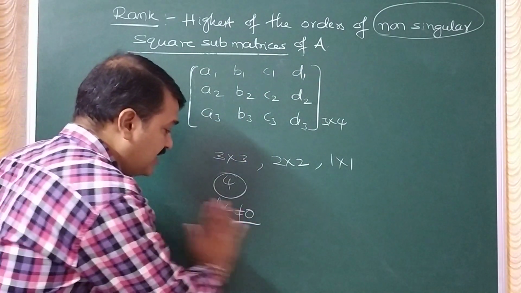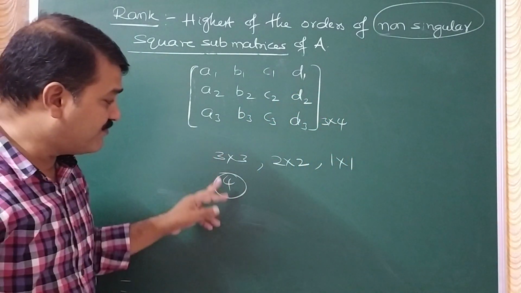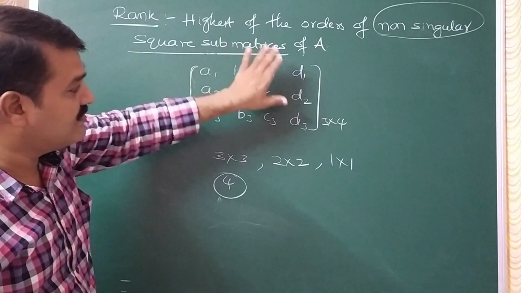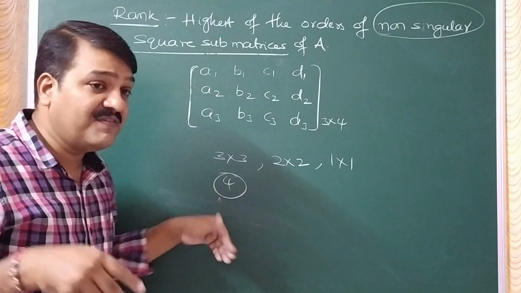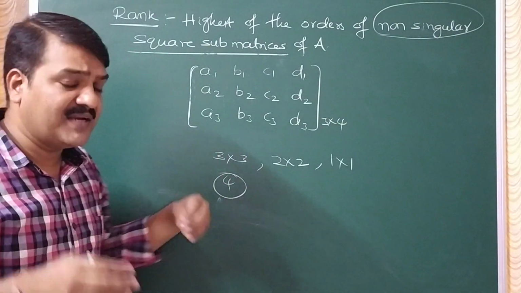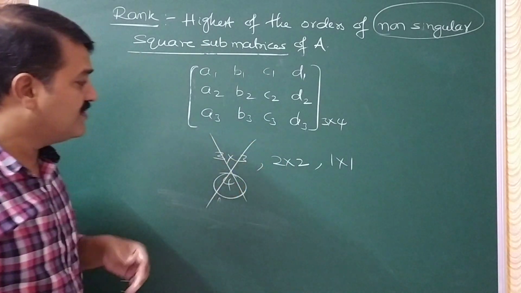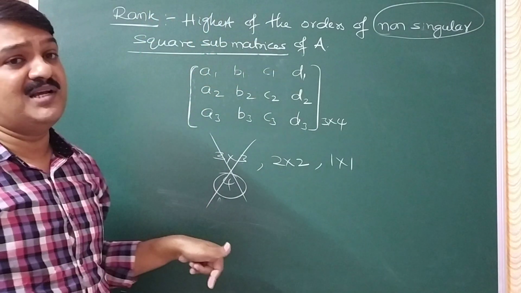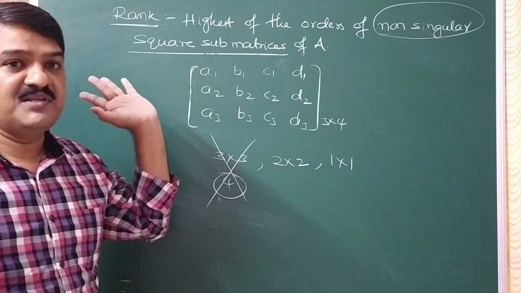If I cannot find a non-singular submatrix in this, actually we have 4 submatrices 3 cross 3, by removing first column, second column, third column, fourth column, you will get 4. If I cannot find a non-singular submatrix, means if all the 3 cross 3 submatrices are singular, then rank cannot be 3, because non-singular square submatrices highest order you have to take. So you cannot find a non-singular in this, means rank cannot be 3.